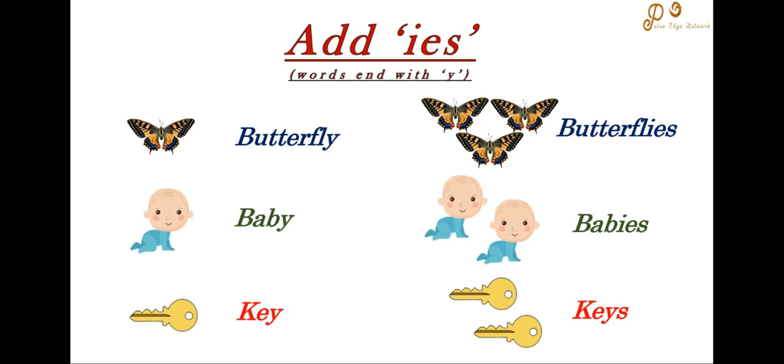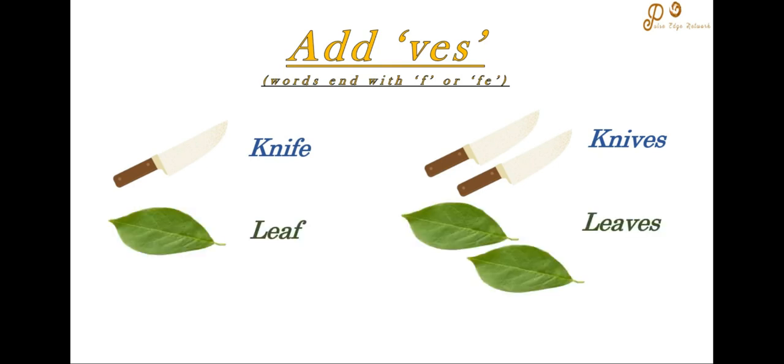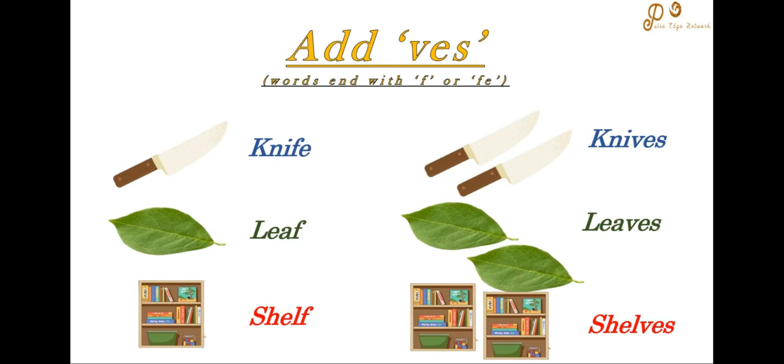Now we are adding ves. If the singular noun ends with the words f or fe, we add ves and drop f or fe. For instance, knife, knives, leaf, leaves, shelf, shelves. So these are singular and plural.